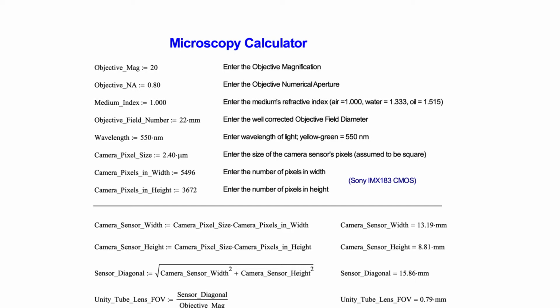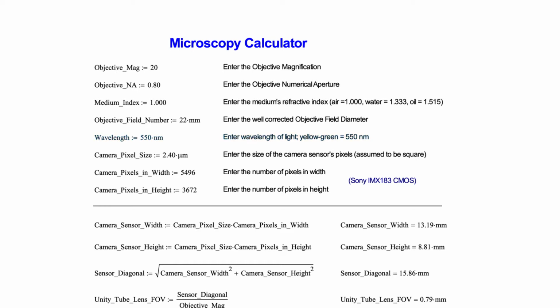We then enter the objective field number. This is the diameter of the image that is well corrected, and it was generally designed for use with an eyepiece, but in this case we're mapping it onto a sensor. And this is an important number. If you get much beyond this, the image quality falls off. But as we'll see in the calculations below, there are some very interesting optimizations that can be done once we know the objective field number.